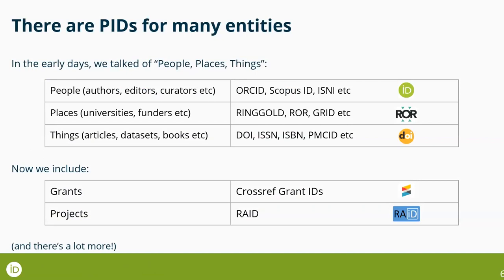There are PIDs for different entities. In the early days, it was more about people, places, and things. ORCID is one of the PIDs for people, authors, or people who contribute to research. And there are now PIDs for books, data sets, articles, etc. So DOIs, or ISSN for journals, ISBN for books. But as time has gone on, there are different PIDs now. You may even have heard of grant IDs, Crossref grant IDs, DOIs for grants, and also RAiD for projects.